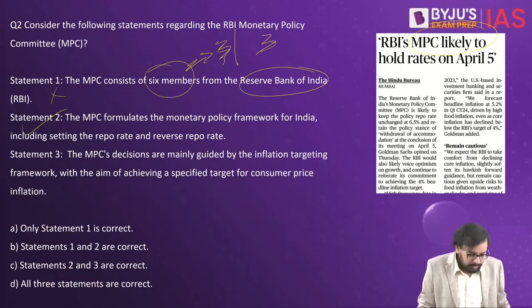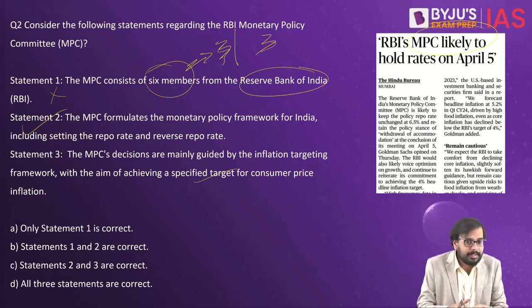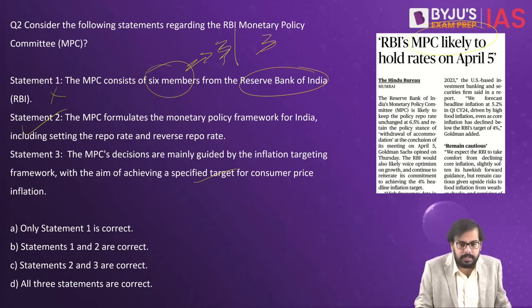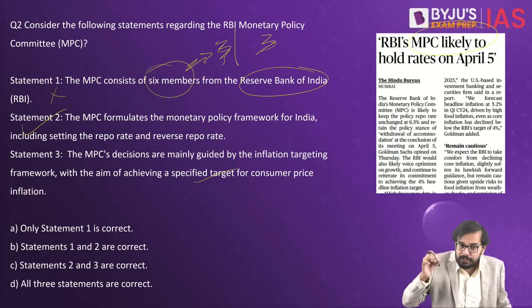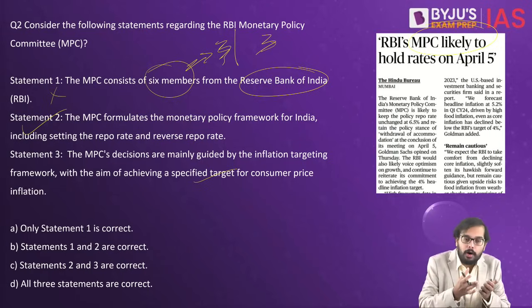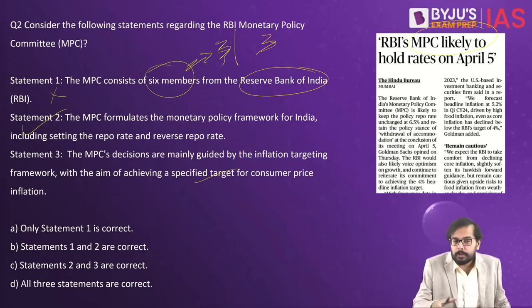So what about your statement 3? MPC's decisions, that's the Monetary Policy Committee's decisions, are mainly guided by the inflation targeting framework with an aim to achieving the specified target for the consumer price inflation. Is it true? Is that the main target that MPC focuses on, that is to control the inflation? Is that the reason? That is the actual reason why MPC was formed in the beginning. The Monetary Policy Committee was formed. The main reason was to target the inflation in India.